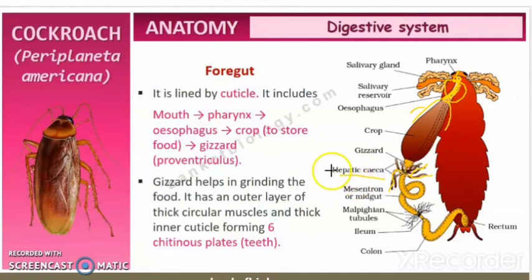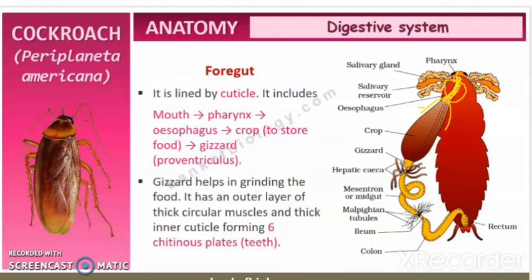So this is called the hepatic caecae, that is, the ring of 6 to 8 blind tubules are called hepatic caecae or gastric caecae. This is the part which is present at the junction of the foregut and midgut. So where do we find this hepatic caecae? It is found in the junction of the foregut and the midgut.